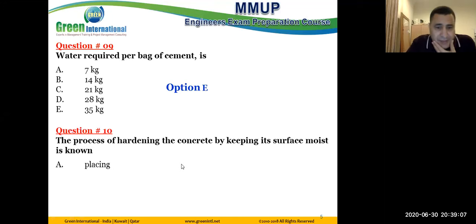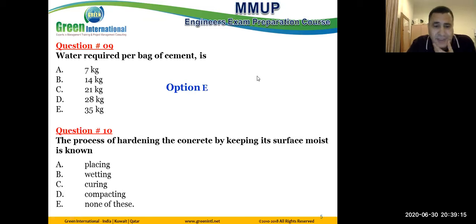The process of hardening the concrete by keeping the surface moist. See, very simple. None of this. Oh, very beautiful. None of this. No, of course not. See, perfect, guys. Curing. The answer is C.